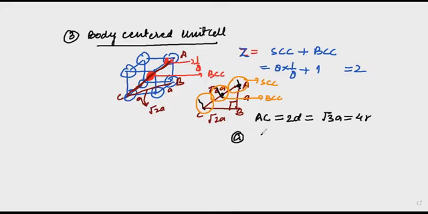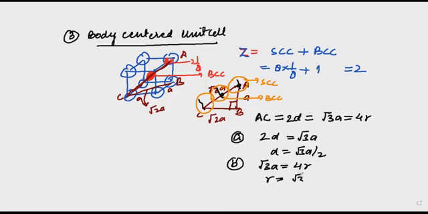So what relation comes? The first one is 2D is equal to root 3A, meaning D is equal to root 3A divided by 2. Similarly, root 3A is equal to 4R, meaning R is equal to root 3A upon 4. In the same way we find that 2D is equal to 4R, meaning R is equal to D by 2.